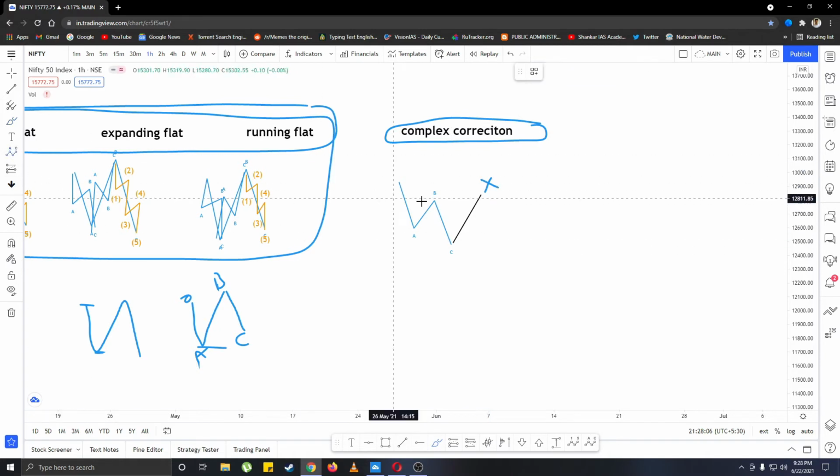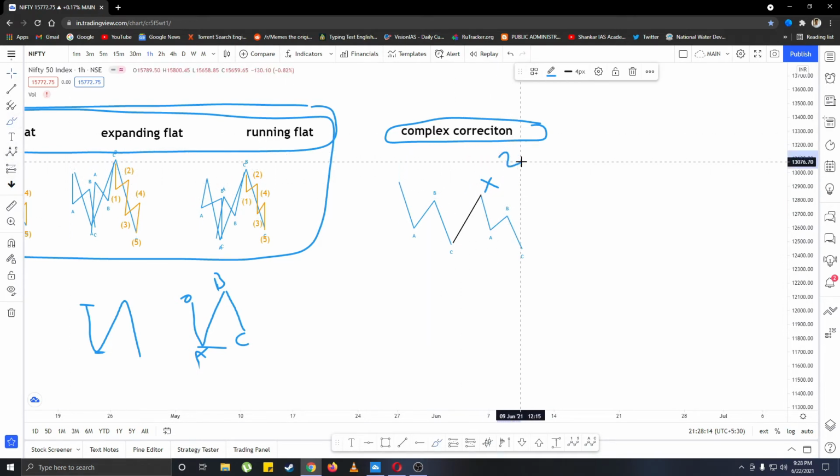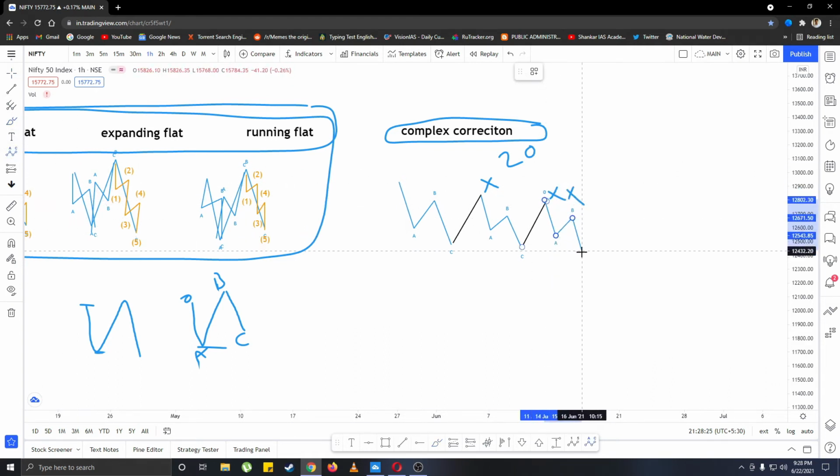And then we have another A, B, and a C correction. This is called a complex correction. It is simply 2 or 3 corrections. It can be a triple zigzag correction as well. We have another wave which we call X, and then there can be another A, B, and C correction.